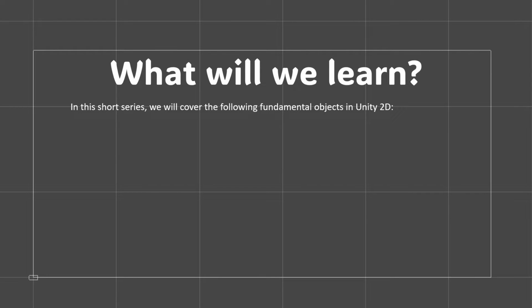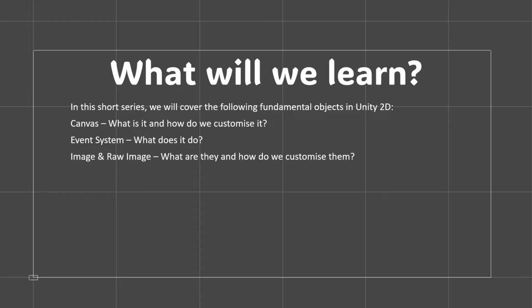So with that in mind, what are we actually going to learn? Well, in this series we are going to cover the following fundamental objects, I'm going to call them, in Unity 2D. Technically most of them are objects, but I'm not going to get into that. So we're going to cover the canvas, what a canvas is, how we change its properties, and how we customize it. We're going to talk about the event system, what it does and what role it plays. We're going to cover images and raw images, what they are, how we customize them, and what the difference is.